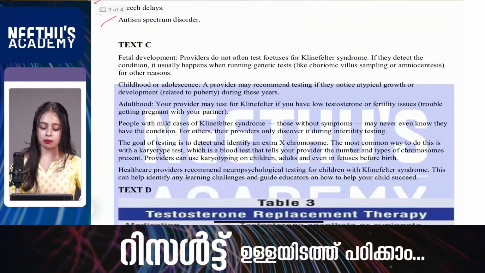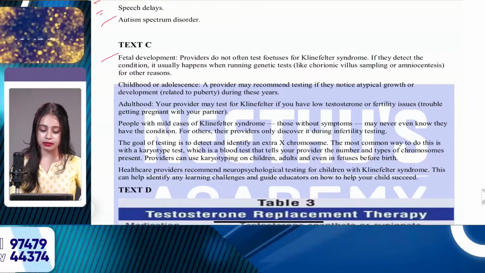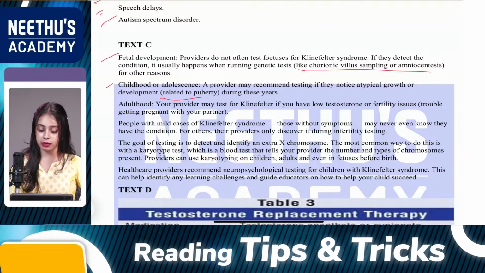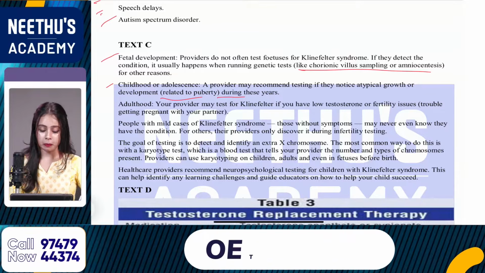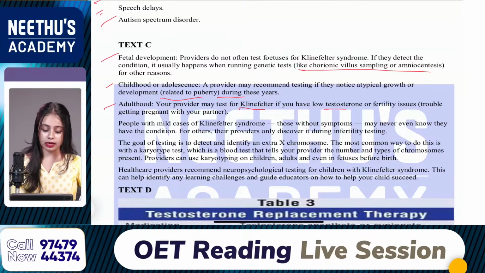Then text C, it's all about some other risk factors: fetal development, then childhood or adolescence. I'm marking just all the brackets here. Okay, during, then Klinefelter, testosterone, then adulthood.